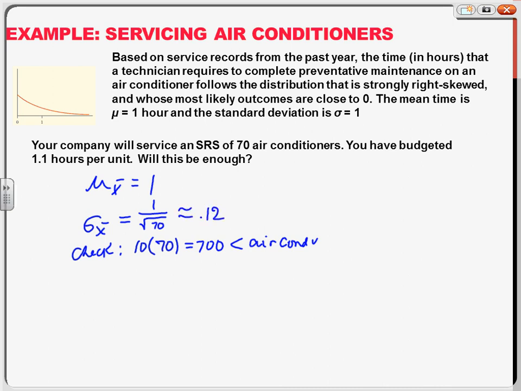Okay, so will this be enough? We have the mean, the standard deviation. We're going to have to do a normal CDF to see. So before I can do a normal CDF, we have to check what is our n. It's 70, which is greater than or equal to 30, so we can use normal.